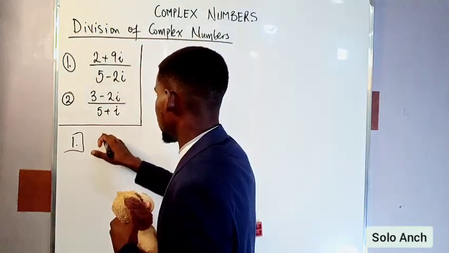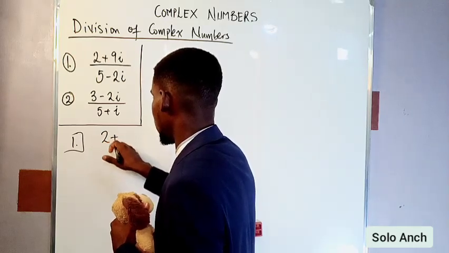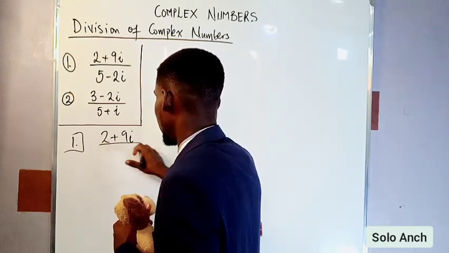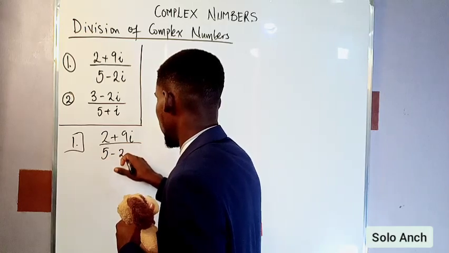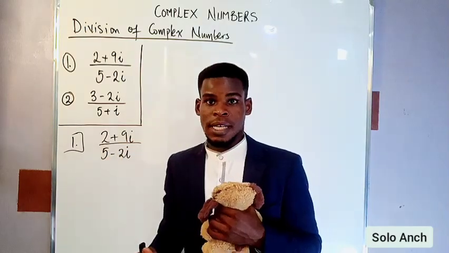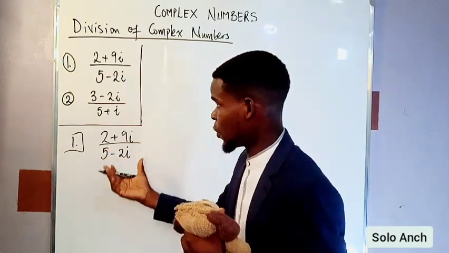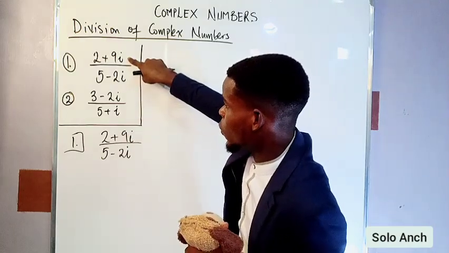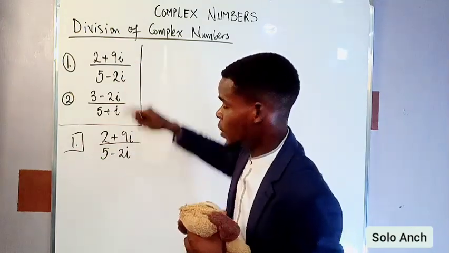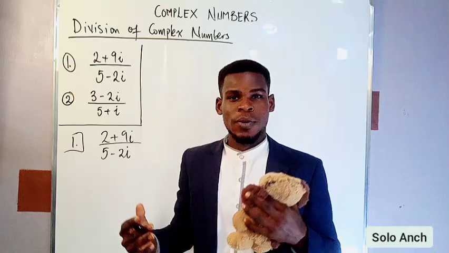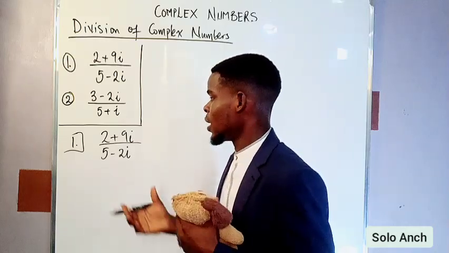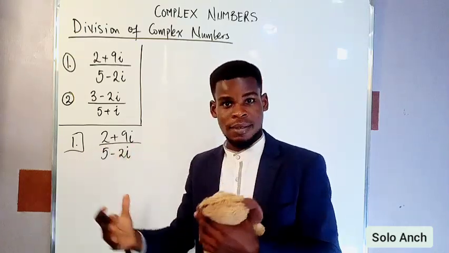So given this expression, 2 plus 9i divided by 5 minus 2i. Note that I can write this question in different ways. Maybe I can call this z1 and this z2, and ask you to compute z1 divided by z2. By computing that, I mean this. It's as simple as that.